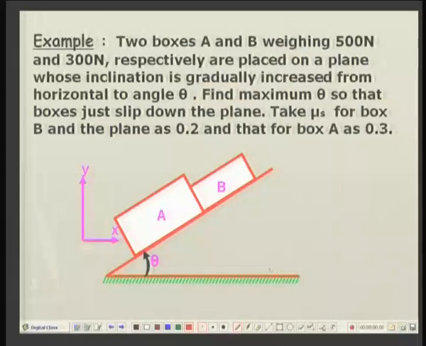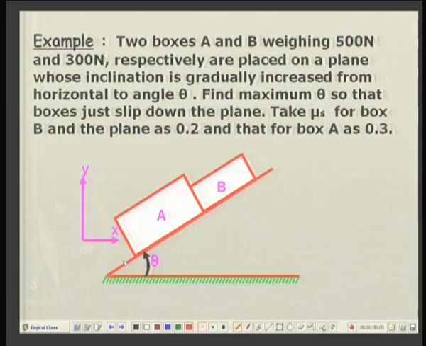So, when they are in contact, there is a contact force up the plane. As box A moves, that force is no longer there. So, box B will slip down automatically. Similarly, box B cannot slip down unless box A also slips down. So, both these boxes will slip down simultaneously.